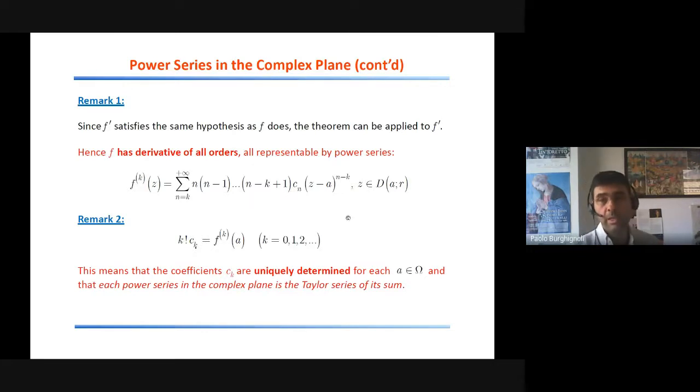So you can understand that this means that the coefficients of a power series are uniquely determined for each point a, for each initial point a in omega, and therefore each power series in the complex plane is actually the Taylor series of its sum. As you know, the Taylor series has as coefficients the derivatives divided by the corresponding factorials. So what we are saying is that any power series is actually a Taylor series, okay?